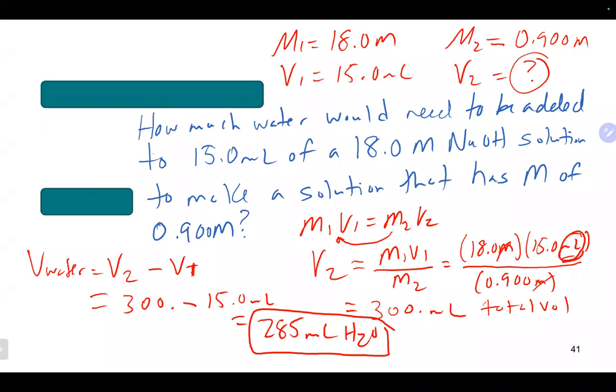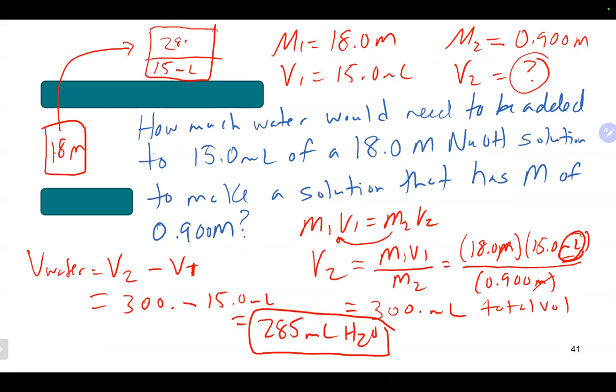So once again, if we were to make this, we would go over to our 18 molar solution. We would take out and put into our new container 15 milliliters of it. We would then add in 285 milliliters of water, giving us our total volume of 300, which is what we need. And again, when we mix it together, we then should have a solution that has a concentration of 0.9 molar. Any questions on dilutions here?